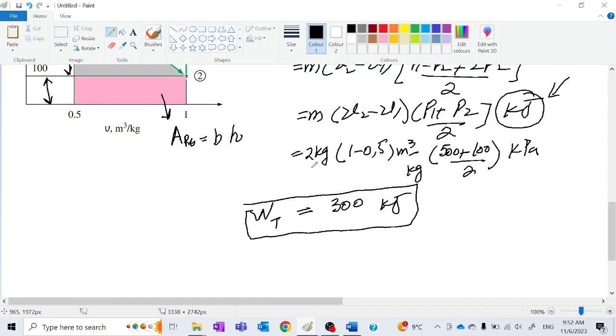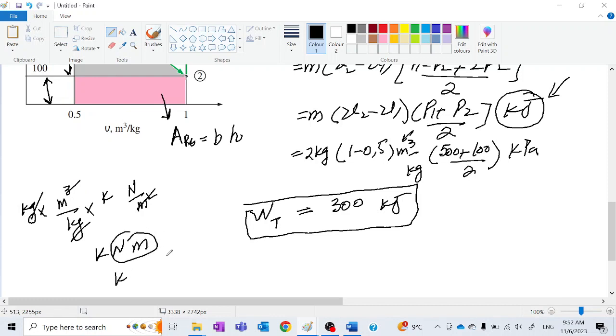Here, for your convenience, I can show how all these units give me kilojoule. We know mass is given in terms of kilogram, and then this term is cubic meter per kilogram. This pressure was given in kilopascal, which we can write in terms of kilonewton per square meter, as Pascal is newton per square meter. Kilogram will cancel kilogram, the square is cancelled by the cube, so we will be left with kilonewton meter, and newton meter is equal to joule. So our final answer is in kilojoule.